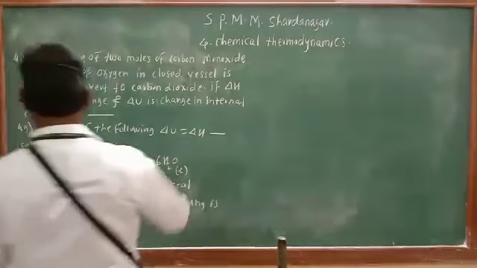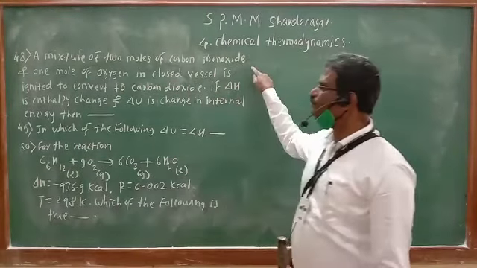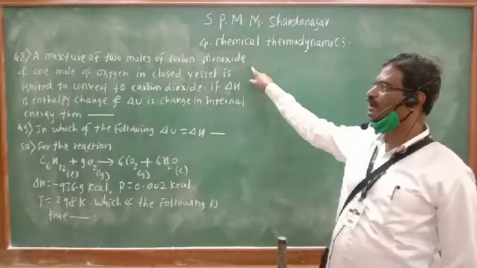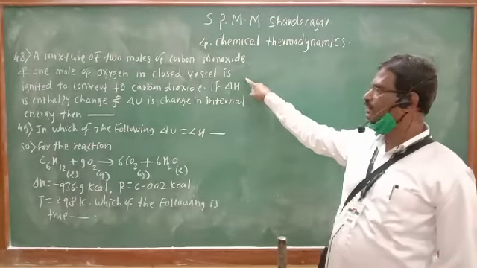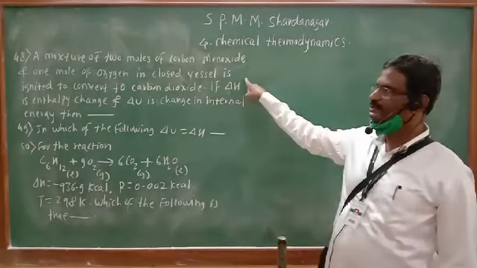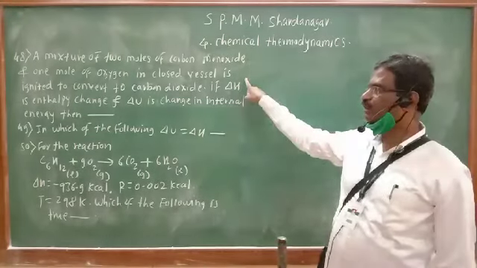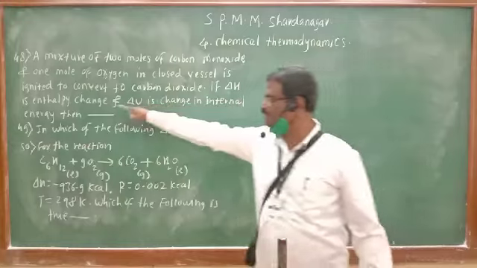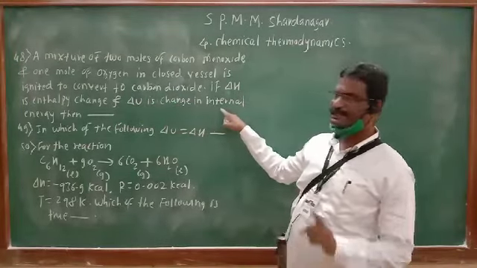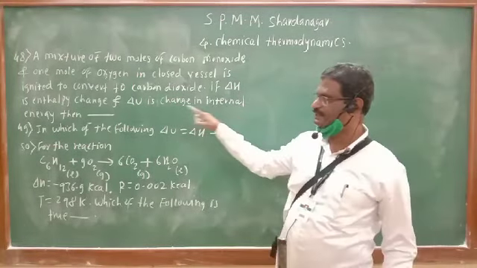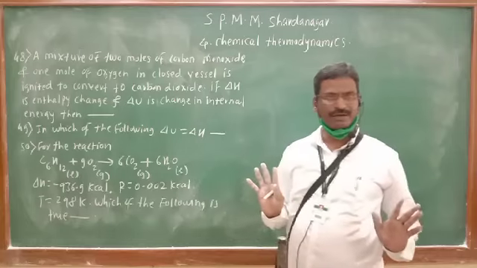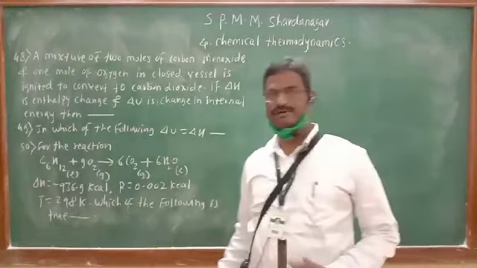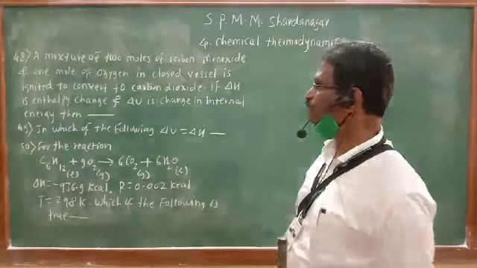Question number 48. A mixture of 2 moles of carbon monoxide and 1 mole of oxygen in a closed vessel is ignited to convert to carbon dioxide. If delta H is enthalpy change and delta U is change in internal energy, then, very simple, we have to find out the relation between delta H and delta U.